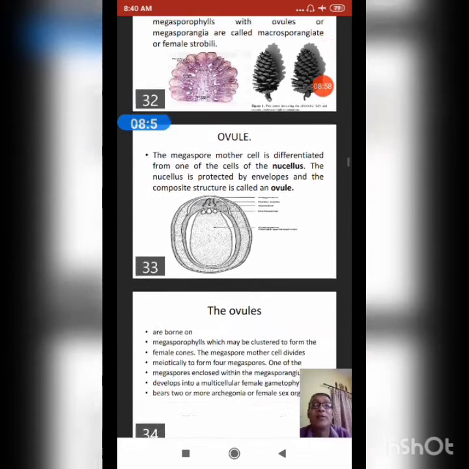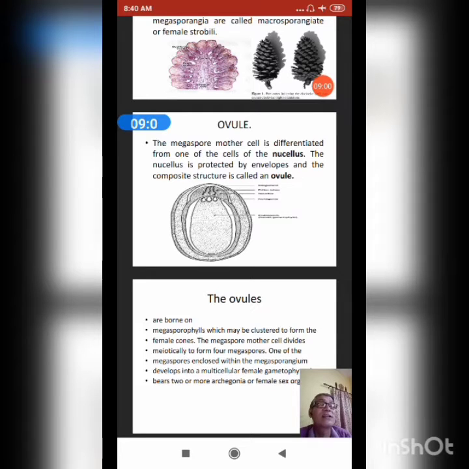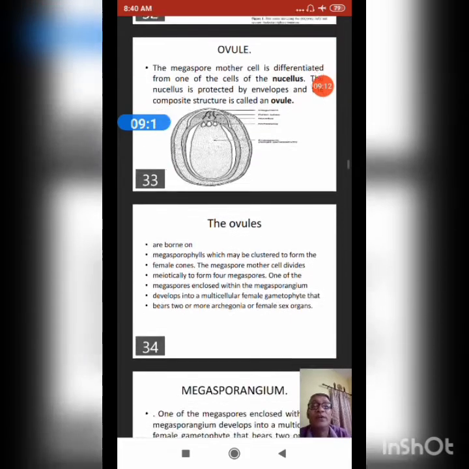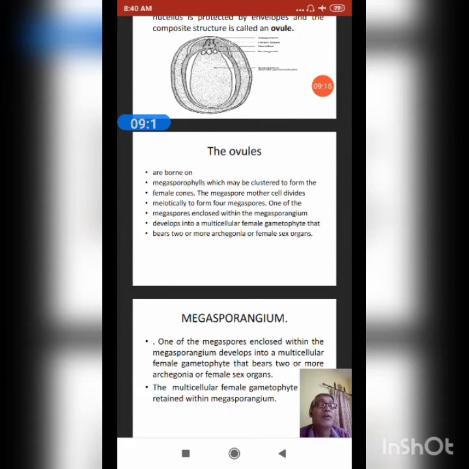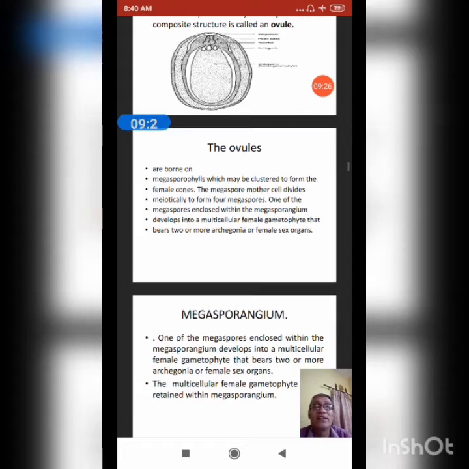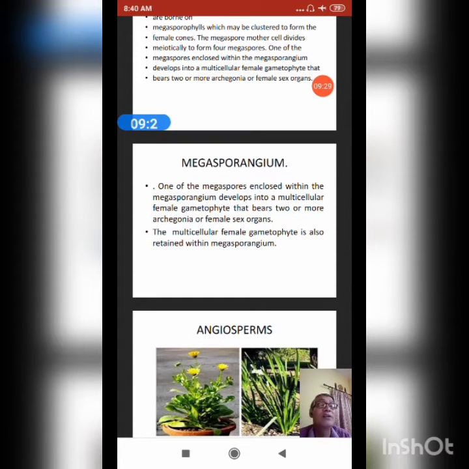Next point is about the ovules. The megaspore mother cell is differentiated from one of the cells of the nucellus. The nucellus is protected by envelopes, and together they form the composite structure of an ovule. The ovules are borne on megasporophylls, which may cluster to form the female cones. The megaspore mother cell divides meiotically to form four megaspores. Let us talk about the megasporangium. One of the megaspores enclosed within the megasporangium develops into a multicellular female gametophyte that bears two or more archegonia, the female sex organs.